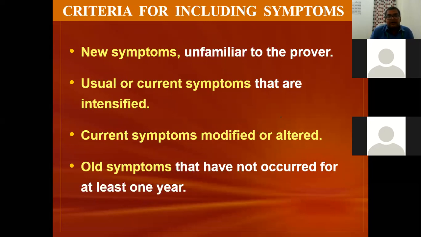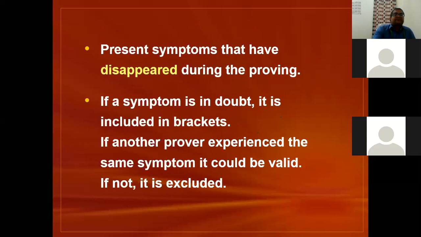Current symptom modified or altered. Any current symptom that is modified or altered should be taken. Old symptoms that have not occurred for at least 1 year. Any type of old symptom that has not occurred for at least 1 year should also be taken. Then present symptoms that have disappeared during the proving.